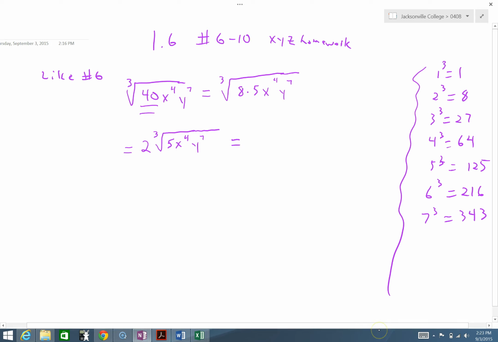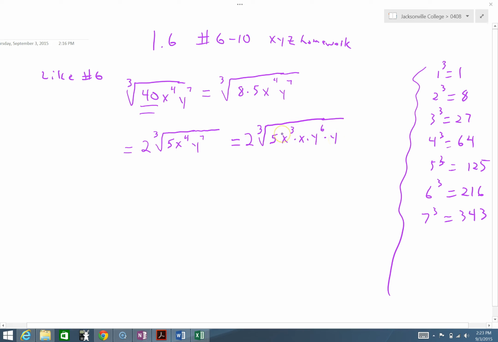Still have my 2 on the outside. We're still talking about the cube root. 5 remains. I'm changing x to the 4th to x cubed times x. I don't need to write a 1 there, but that's what we're dealing with. And y to the 7th becomes y to the 6th times y. Again, x to the 4th became x to the 3rd times x to the 1st, and y to the 7th became y to the 6th times y.